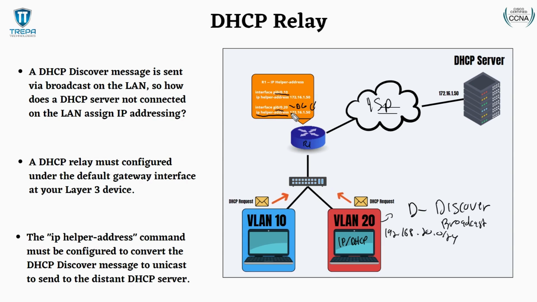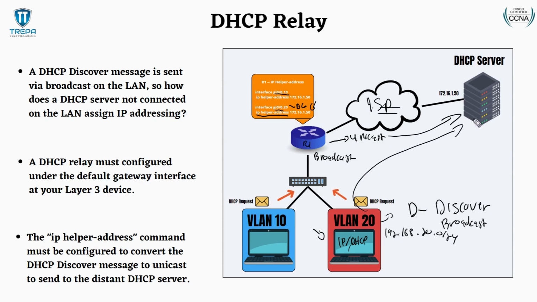When we configure that IP helper address under the interface that is acting as a default gateway for our subnets in our LAN, it's going to take that broadcast and turn it into unicast and send it off to that distant DHCP server. So now that Discover packet is going to reach the DHCP server, but it's going to be via unicast, and the source IP will be this guy right here, the source of that IP packet, right?